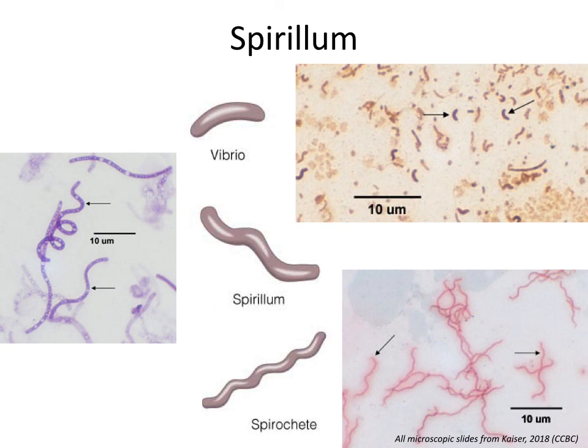In the middle left, you see what the Spirillum form looks like. These are usually bacterial cells that are thick and rigid spirals. And the third form is spirochete, a thin, flexible spiral bacterial cell, which you can see in the bottom right picture. It is a spirochete species called Borrelia burgdorferi. This is the bacterium that causes Lyme disease.